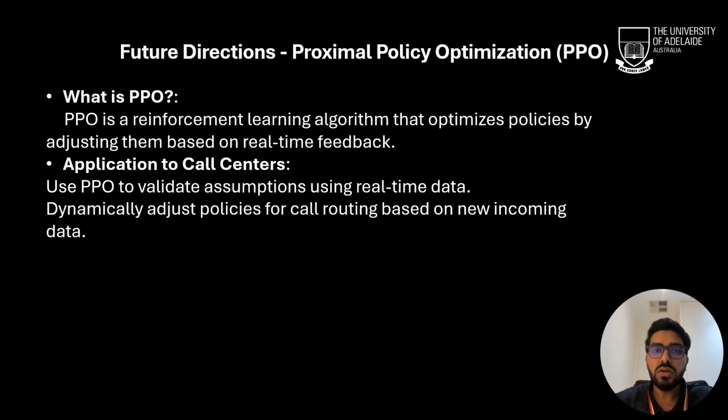As we move forward, one of the most exciting steps in our project is integrating proximal policy optimization, or PPO, into our system. Up until now, we have used Markov decision process modeling to optimize the call center routing process. While this method has been effective, one limitation is that MDPs are generally static. Once the model is trained, it doesn't adapt to dynamic or real-time changes in the environment.